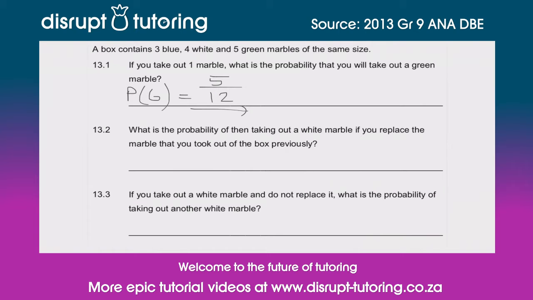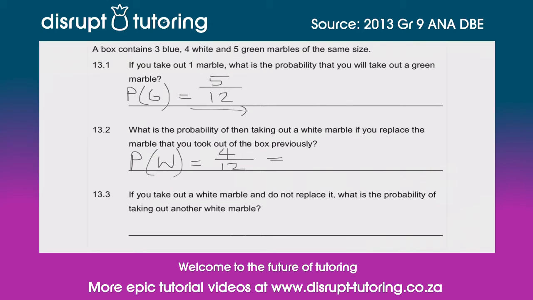Then they say to us, what is the probability of then taking out a white marble if you replace the marble that you took out of the box previously? Now, we know that the probability of pulling out a white marble is all the ways we can pull out a white marble. So there are 4 ways, okay? So there are 4 white marbles over the total number of marbles in the box. Now, because we put back the marble that we'd already removed, that means there are still 12 marbles in the box.